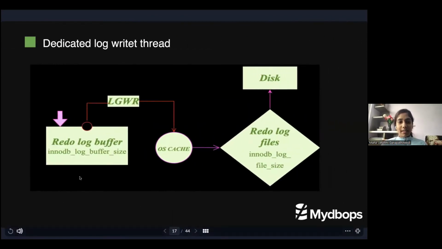This is the rough architecture which I already explained, the purpose of the log writer thread. It writes all the data from the redo log buffer to the OS cache, and from the OS cache it writes all data to the redo log files and flushes to the disk. To improve the performance, we can specify a dedicated log writer thread to do this task.